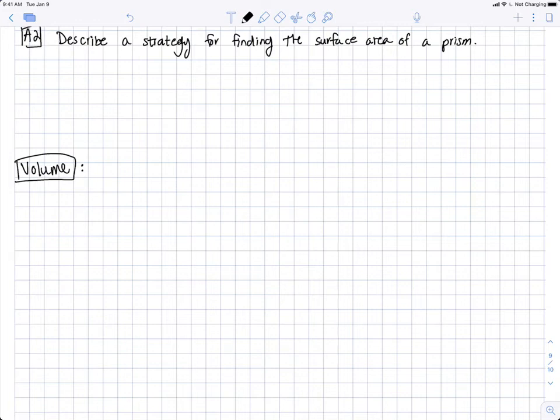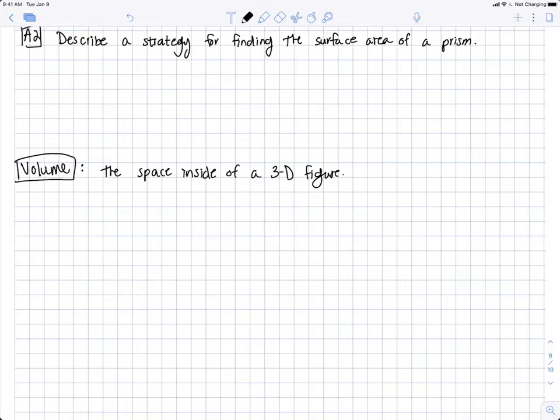All right, we're in the final stretch here. We're going to talk about volume. We actually defined volume in a previous lesson, but I want to reiterate this. So we said that volume was the space inside of a 3D figure.